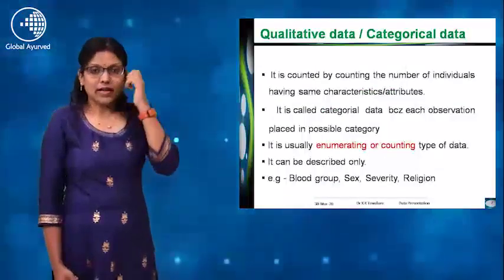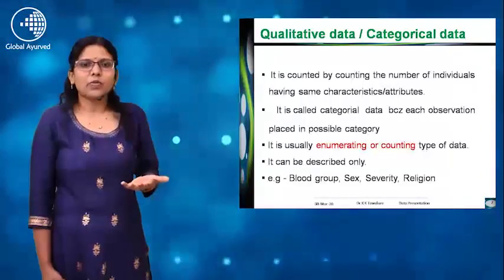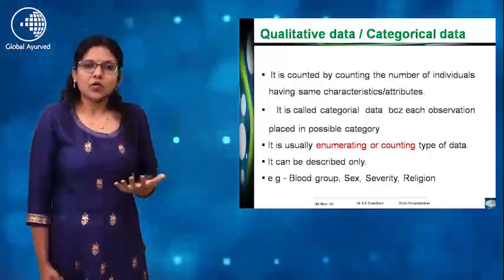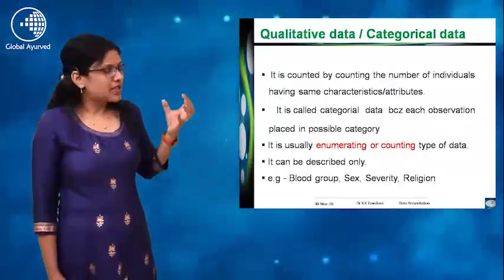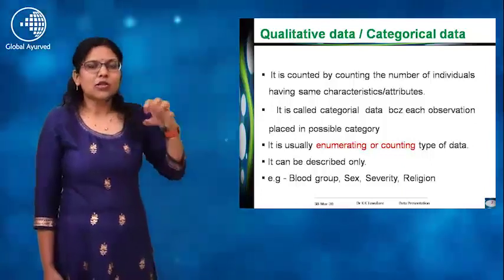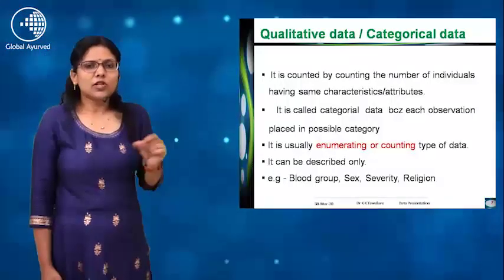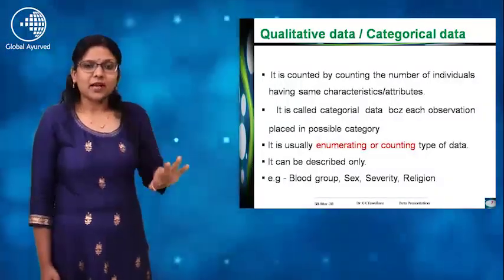It is also called categorical data because it is counted by counting the number of individuals having the same characteristics or the same attributes only. It is also called categorical data because each observation falls in some category, that is why it is called categorical data. It is usually called the enumerating or counting type of data. It can be described only.